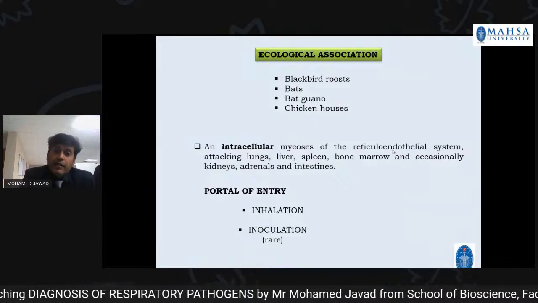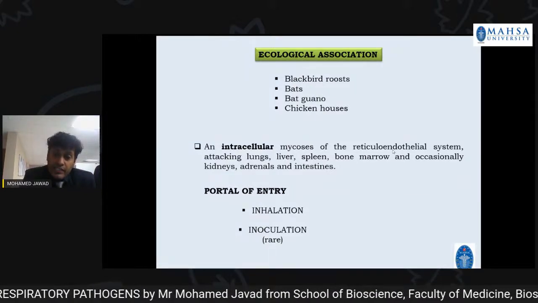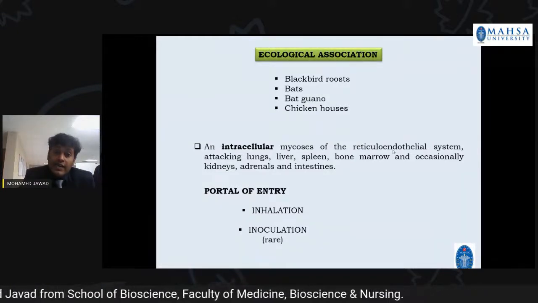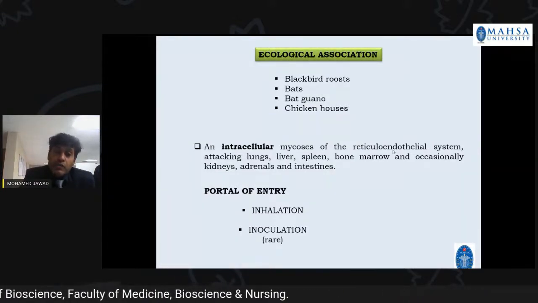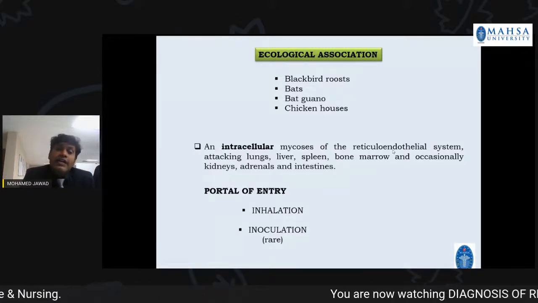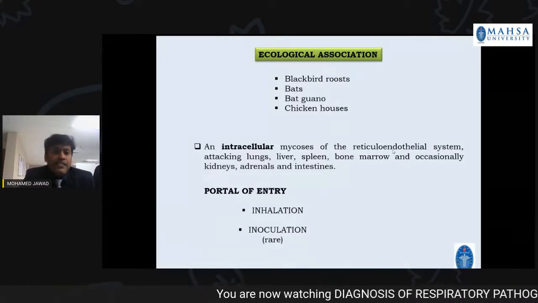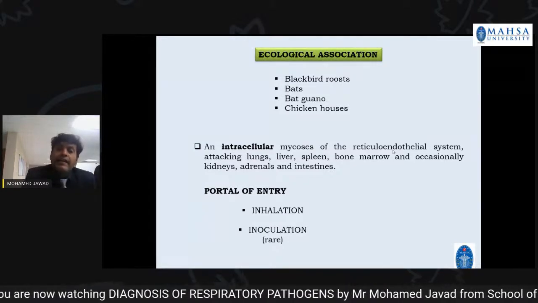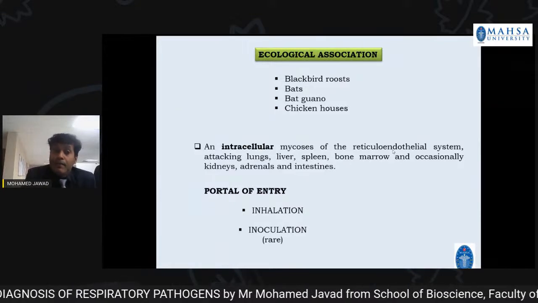Mainly the ecological association is with bats, bat guano, and chicken houses, whose droppings contain the fungal spores. This fungal infection also enters our body through inhalation. Mainly it attacks the lung, liver, and spleen. It will disseminate into various parts of the body.